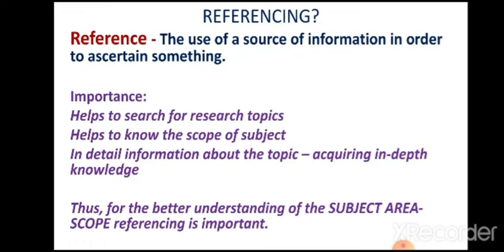But what kind of referencing has to be done? For a better understanding of the subject area, we need to refer to several journals, magazines, research papers, reviews, short communications, etc. The scope means the current status of that particular subject area or topic. In order to know the scope, referencing is very important, because based on that, you'll be able to know what work has been done and what work has scope, so that you can focus on that particular area of research, and that will help you to design your objectives.